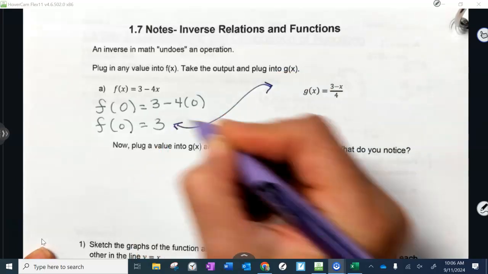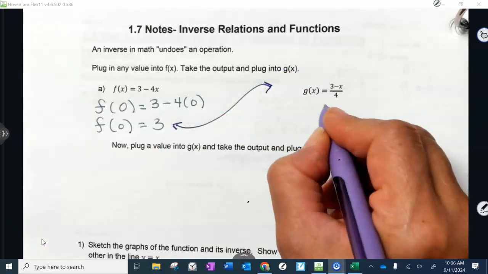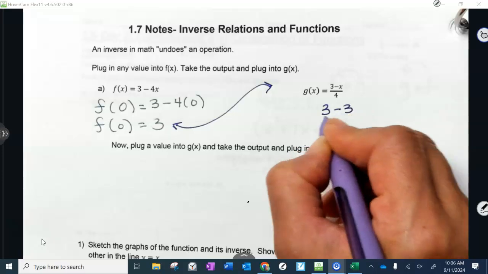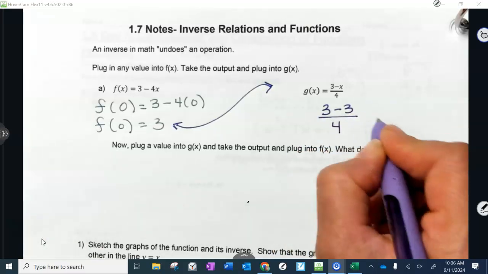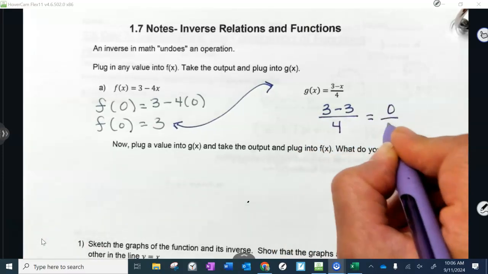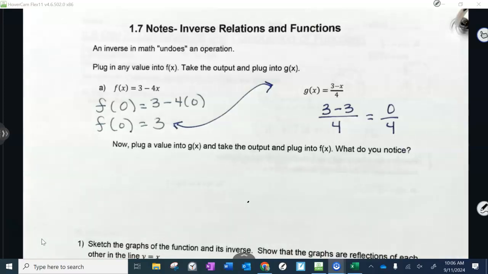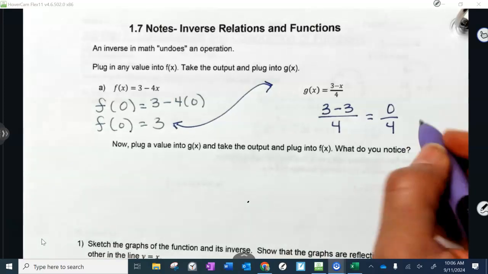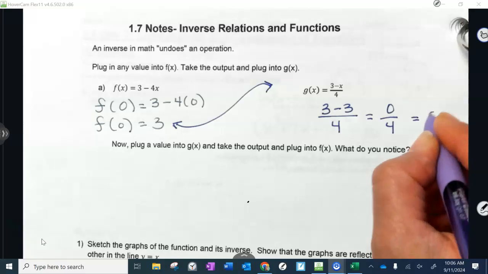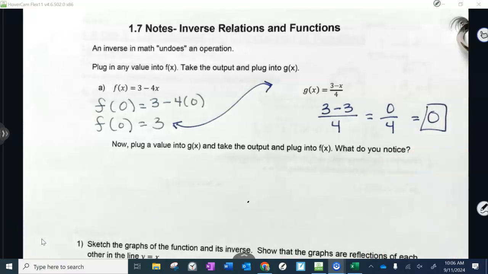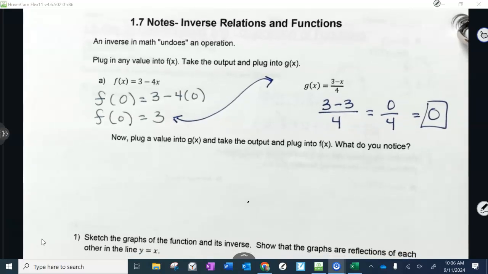So we're going to take this 3 and plug it in. So this is going to be 3 minus 3 over 4, and it works. Y'all can certainly have 0 in the numerator. That just means it's 0. Nice. That's what an inverse does. It takes the input, takes it back to the original, whatever it was.